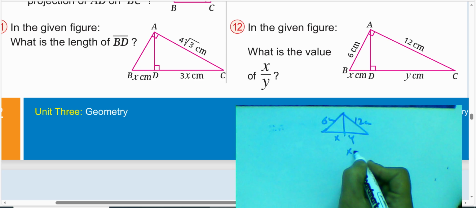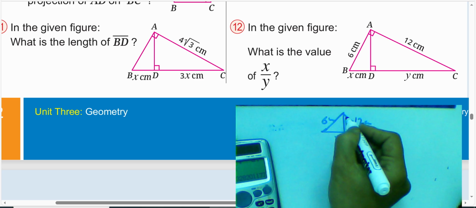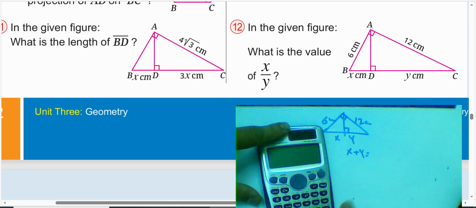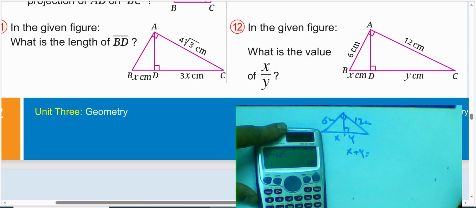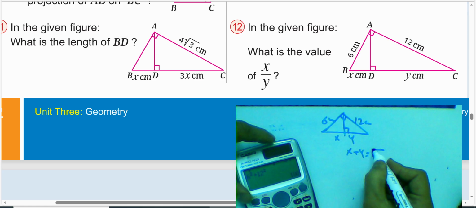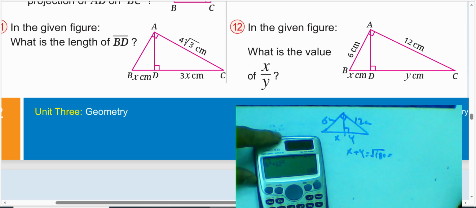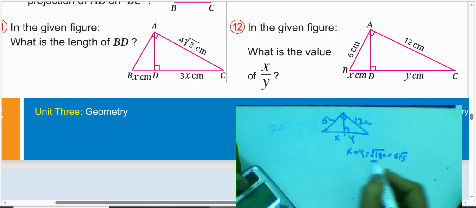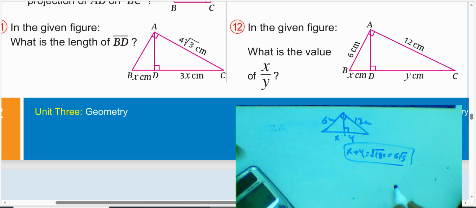We can find x plus y from the Pythagorean theorem because it's a right angle triangle. 6 power 2 plus 12 power 2, the result will be 180. Right, the square root of 180. The result will be 6 root 5. It's very important information. x plus y equals 6 root 5.